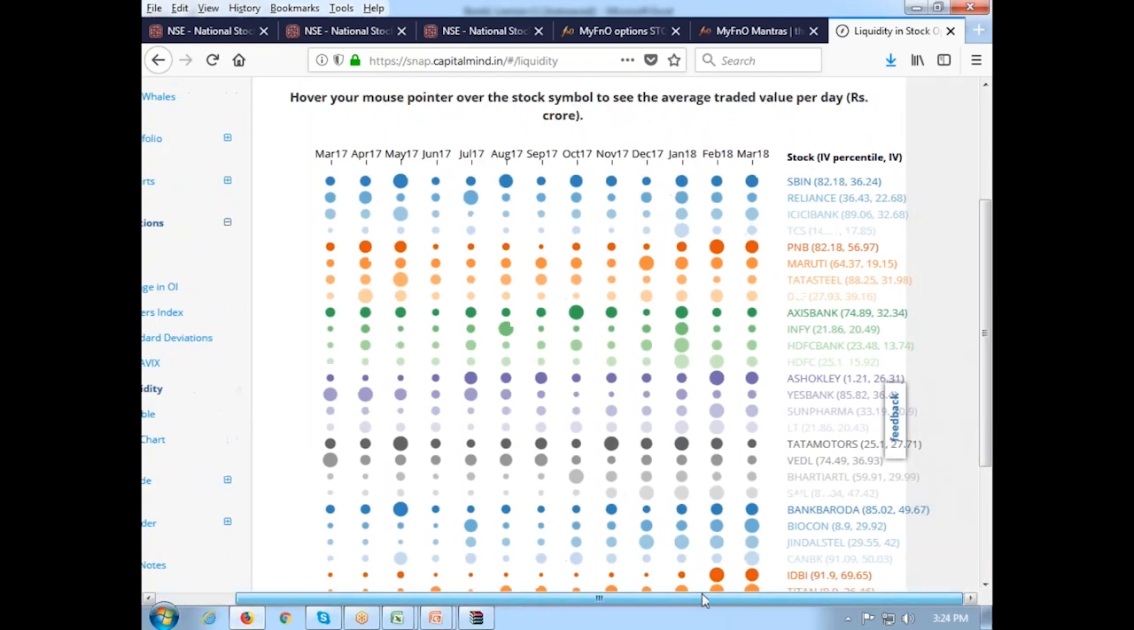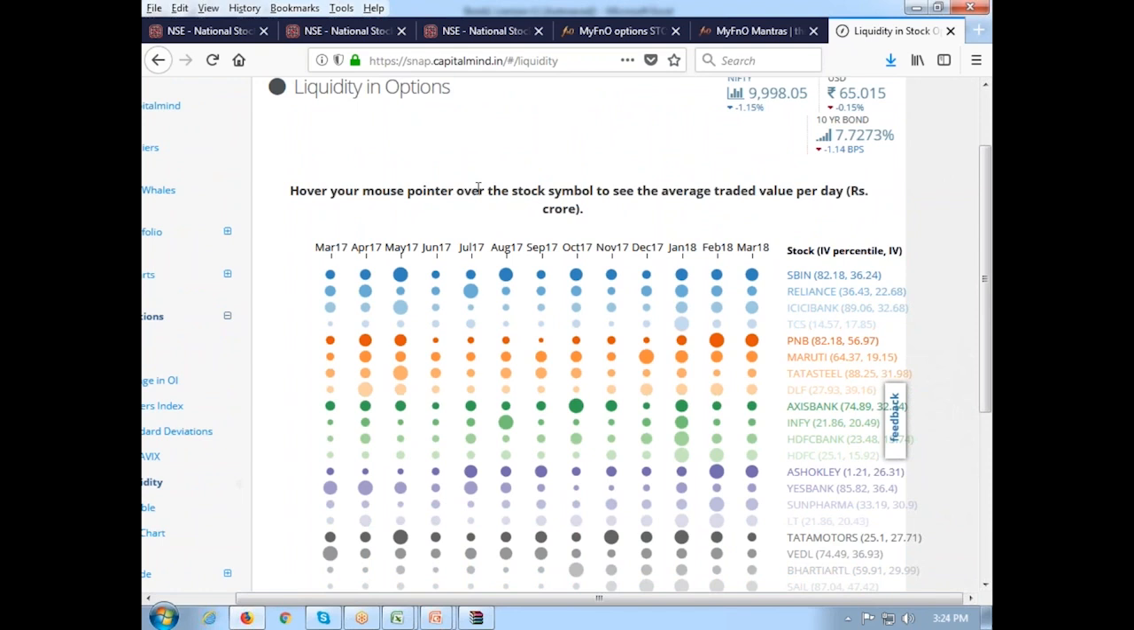It's written there: hover your mouse over the pointer of the stock symbol and see the average traded value. This is average traded value per day.